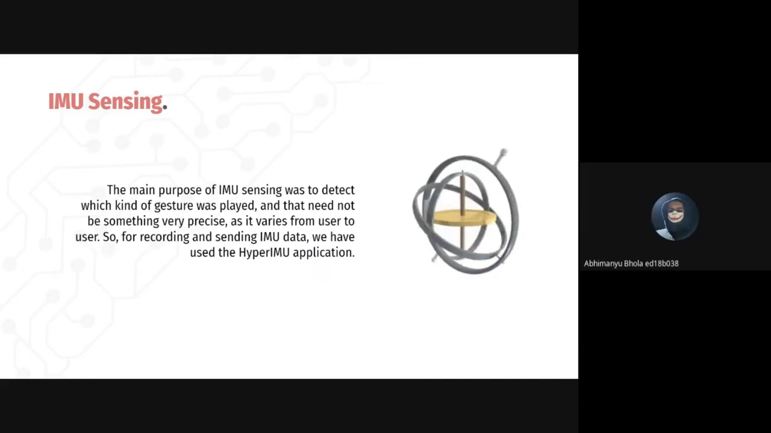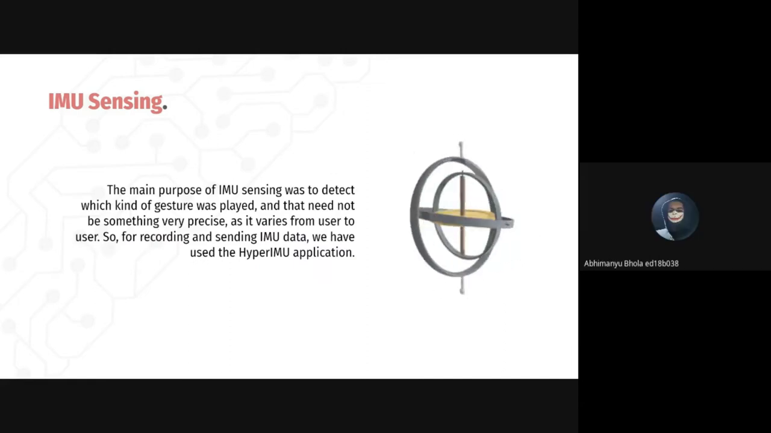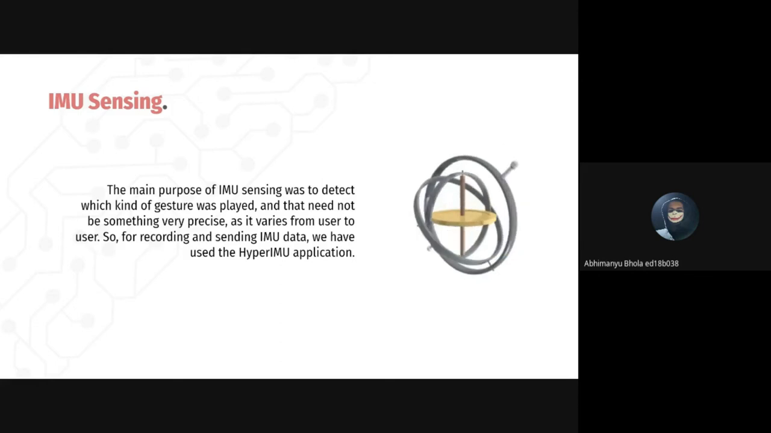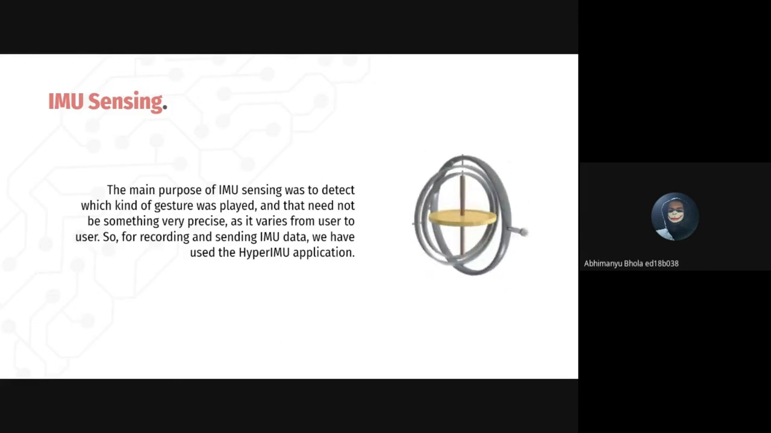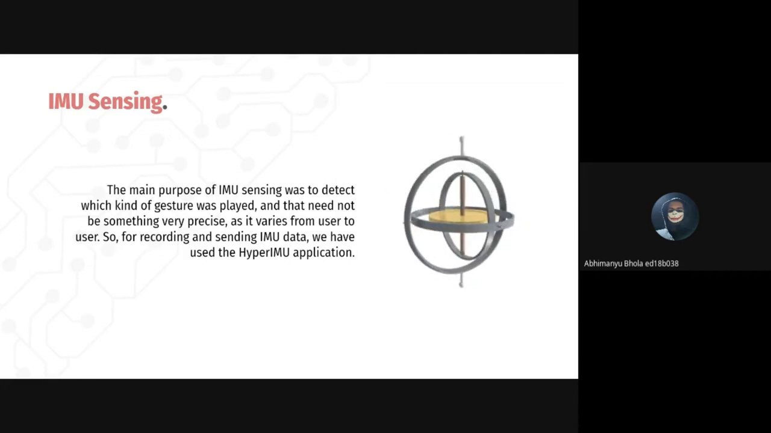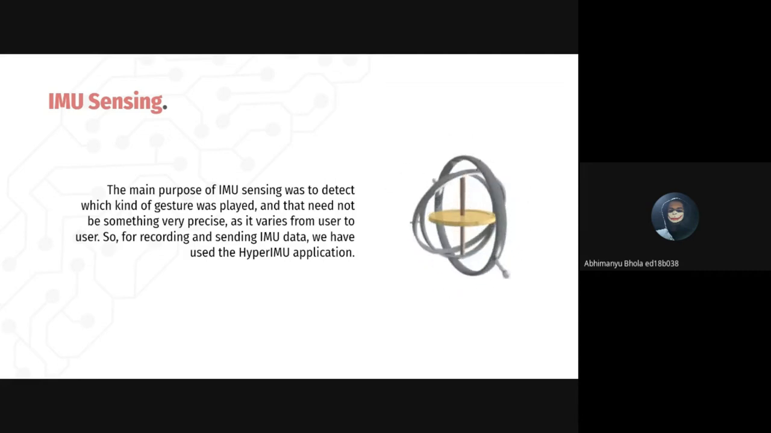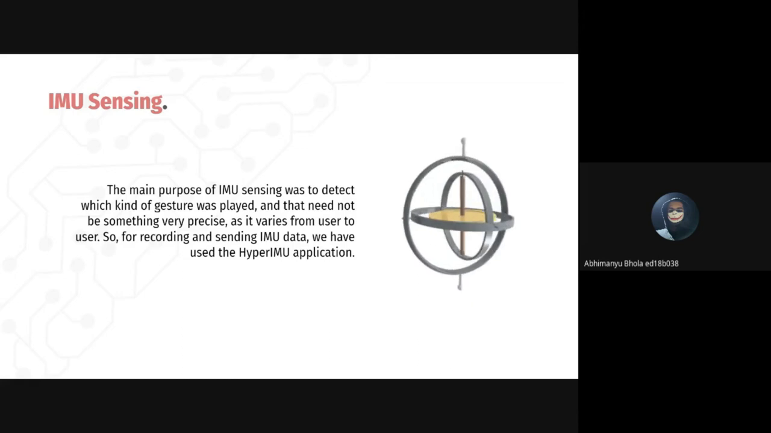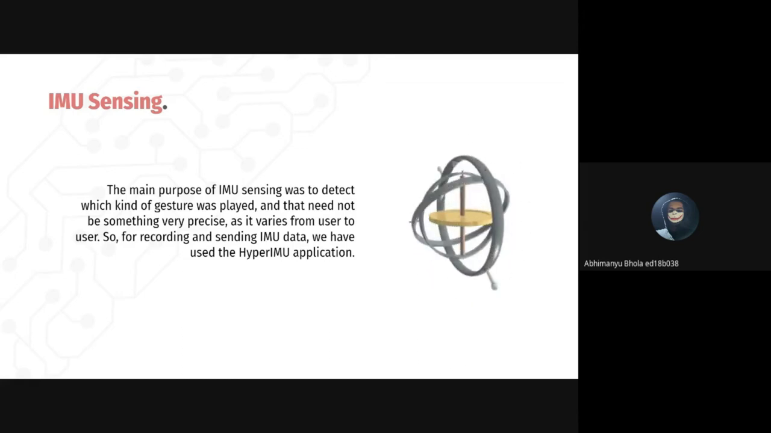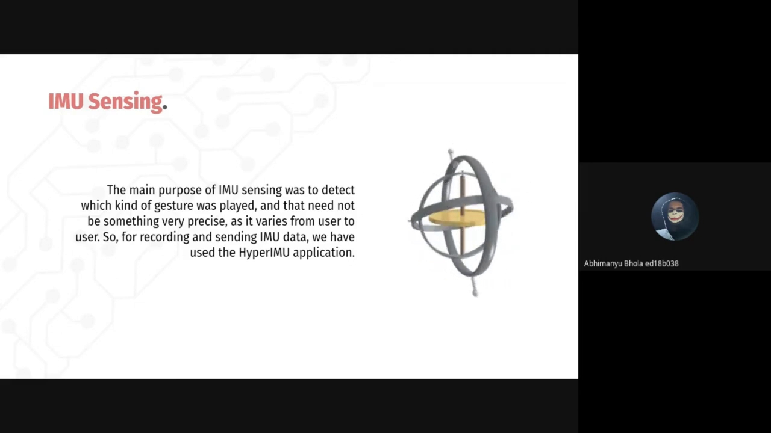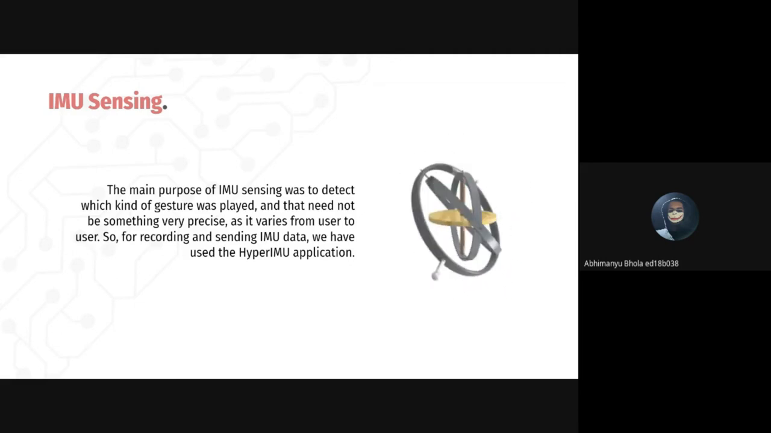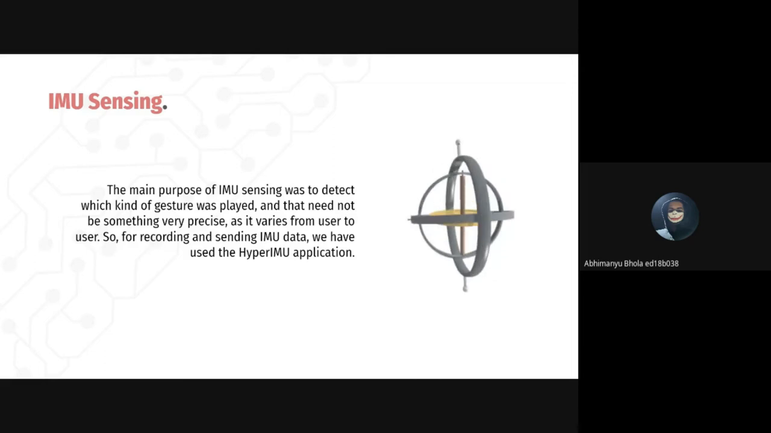Hi. So I'll be speaking about the IMU sensing and the machine learning aspects of the project. In this project, the main purpose of the IMU sensor was to detect the kind of shot the user has played and map the appropriate measurements of the accelerometer and the gyroscope. Along with that, we needed a machine learning model to train on the collected data and predict what the user has played in real time. For recording, as Pranish has already said, we have used the Hyper IMU application, which transmits the data in real time to a PC.